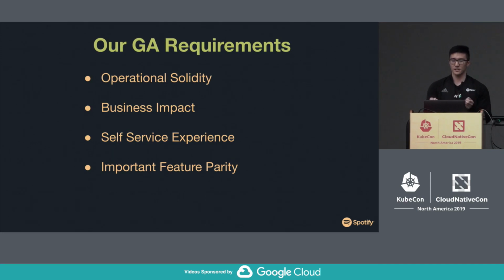And so our general availability requirements fell into these four main categories that I covered. Operational solidity, so reliability, scalability, observability. Business impact, basically the correct metrics tracking and the ability to answer business-oriented questions. Having a good self-service experience that was frictionless and smooth. And important feature parity. Again, the important things that developers do with the old runtime, they need to be able to either do the same things or not need to do them anymore.